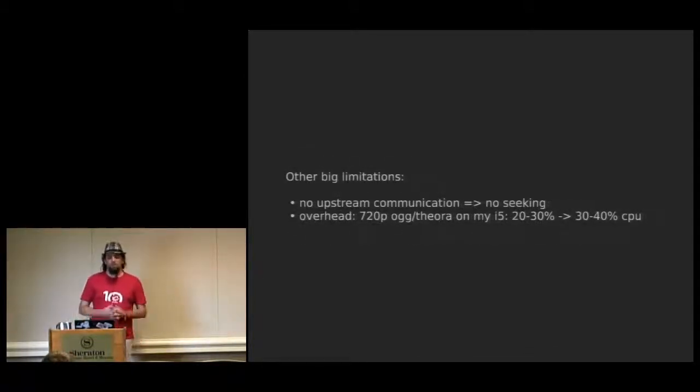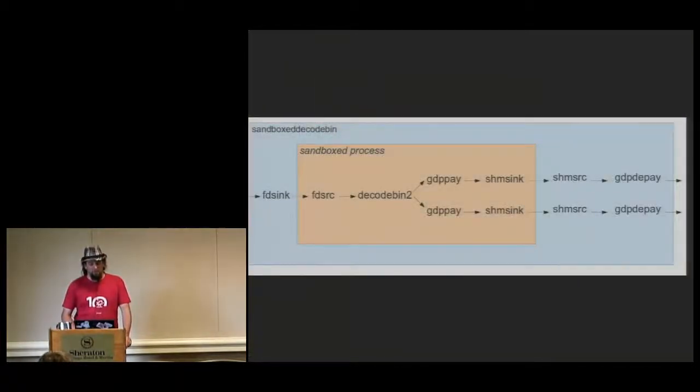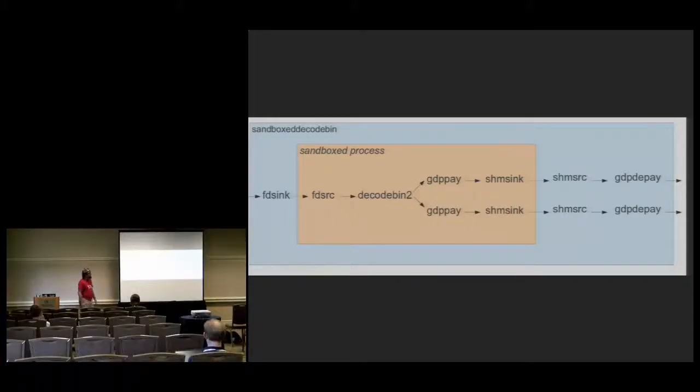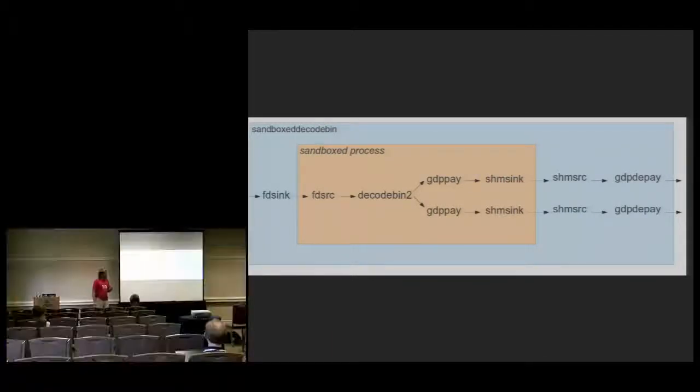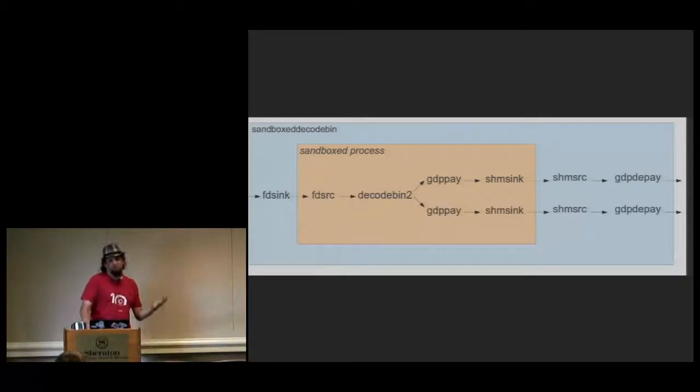So other big limitations that I have with that first experimental element is the communication. If you look at the pipeline, the problem is that through SHM SRC and SHM SINK, and that's the same with GDP, you don't have elements that can go upstream. In particular, if you have a sync event somewhere on your sink, you send a sync event, it will arrive in GDP DP and just be ignored. So basically with this, you cannot seek. That can be annoying when you want to play videos. You often want to do more than that and be able to seek.